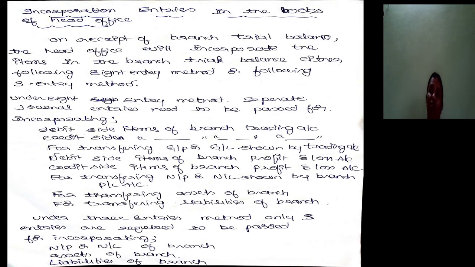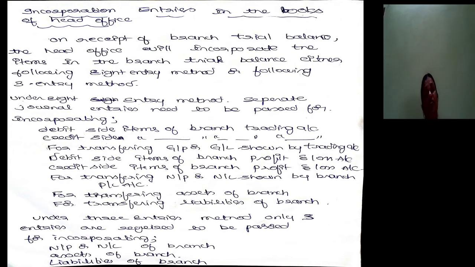How to pass incorporation entry? There are 2 methods. One is 8 entry method, the other one is 3 entry method. Why is it called 8 entry and 3 entry? In 8 entry method, 8 entries are required. We need to pass 8 entries to incorporate the trial balance of branch. Under 3 entry method, we need to pass only 3 entries to incorporate the trial balance of branch.